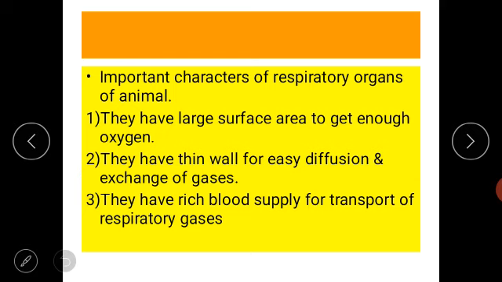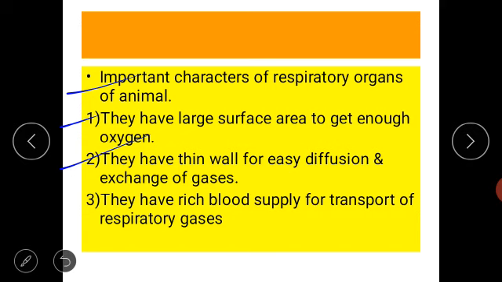Important characters of respiratory organs of animals are as follows. Let me tell you about it. First, they have a large surface area to get enough oxygen. As I said, surface area is very important to carry out proper and efficient respiration, because if the surface area is greater, then the exchange of gases will be greater.